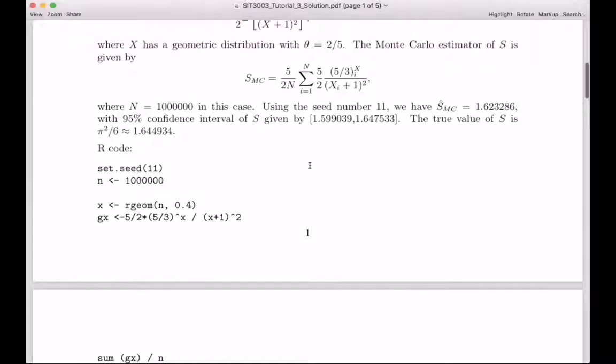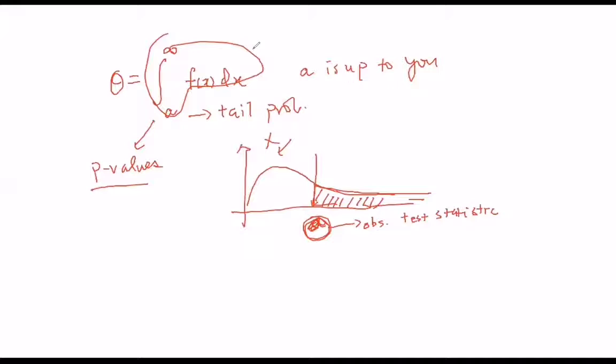Okay. You find that this value is 1.62 something with a lower end of 1.599 and upper end of 1.64 something, right? Of course, the true value is pi squared over 6. So it's almost equal to that value, okay? So this is actually a classic result.